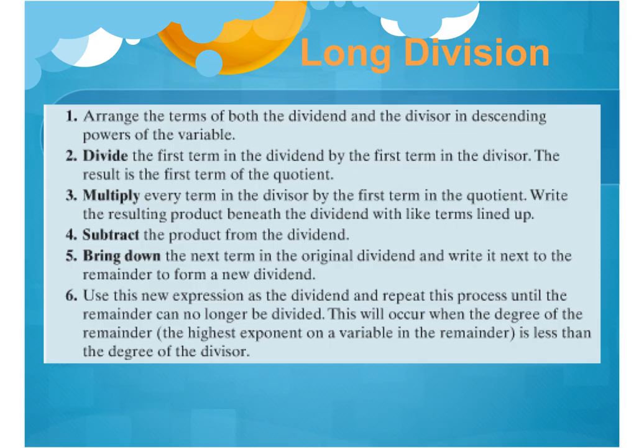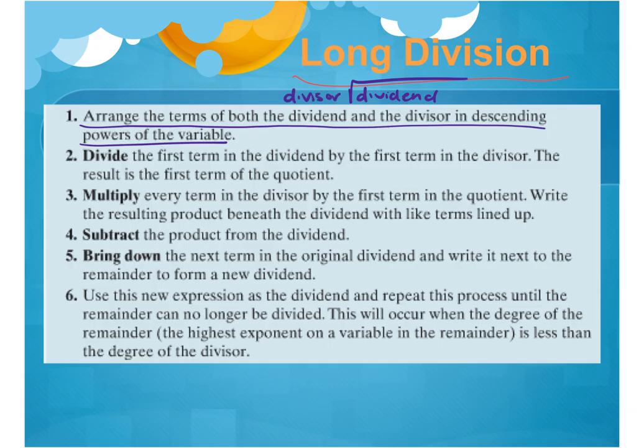So we start with long division, and it is exactly what it sounds like. It is long and tedious, but it is the same steps on repeat, so if you practice them, it's not terrible. This is like the written rules, and what it says first is arrange the terms of both the dividend and the divisor in descending powers of the variable. The dividend is what you're dividing into, and the divisor is what you're dividing by. If it's in fraction form, it would be dividend over divisor.